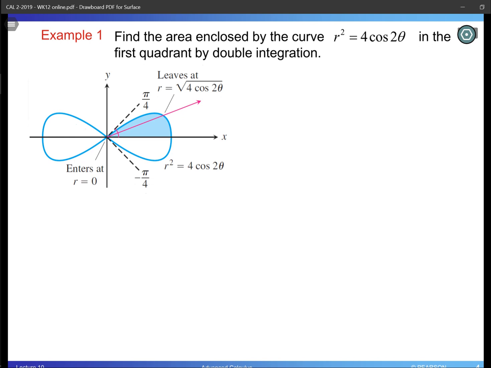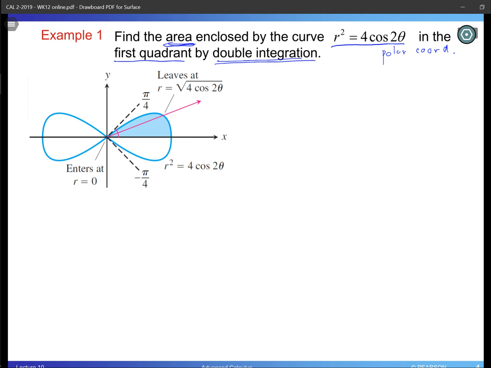So what are we supposed to find here? Let's take a look at this problem. We are supposed to find the area enclosed by the curve r squared equal to 4 cosine 2 theta, definitely polar coordinates, polar form, in the first quadrant, so the x-axis and y-axis come into play. So first quadrant by double integration. You can't use the single integration to find this area. They ask you to use double integration.